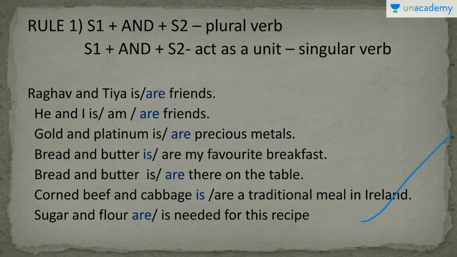Last sentence, sugar and flour are or is needed for this recipe. Now here it is mentioned that there is a recipe and there are two different products which are required. Since sugar and flour are two different products and they are not working as a unit to form something else, therefore they are giving a plural sense and have to be followed by a plural verb. And therefore the sentence would become sugar and flour are needed for this recipe.